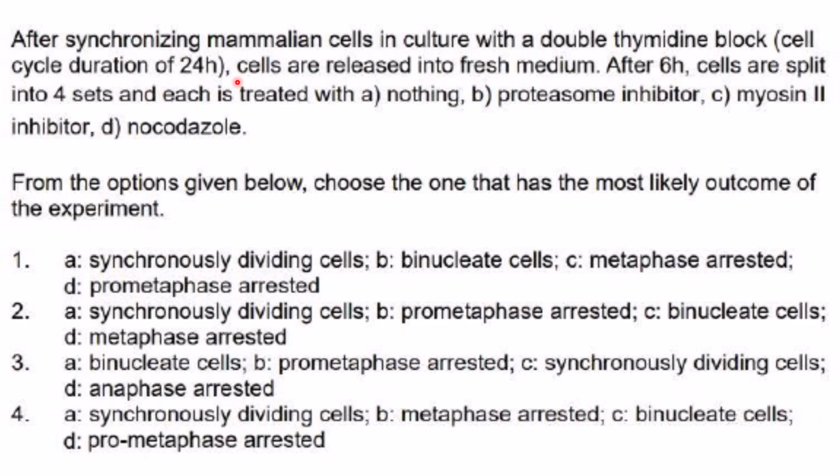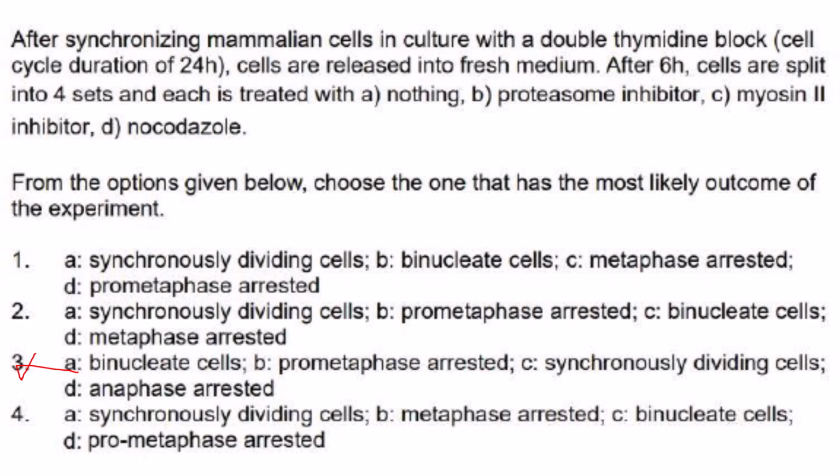Now when you treat the cells with nothing, you get a synchronously dividing cell. Nothing else, no treatment. What do you see? Synchronously dividing cell. So that makes 1, 2, okay, 4 also taken, we have to take into consideration, but 3 they have told it is binucleate cell. That's not correct.